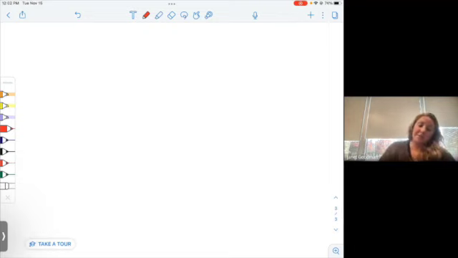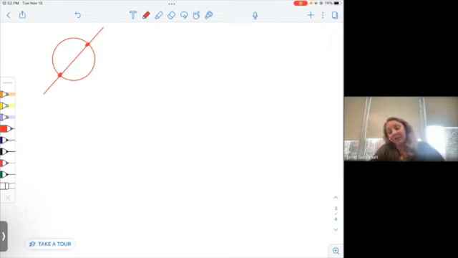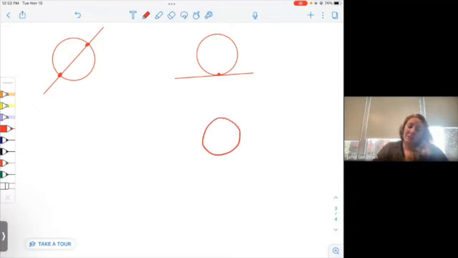Let's talk about the different possibilities for how a circle and a line can intersect. First option is my circle and my line intersect in 2 points. Option number 2, my circle and my line intersect at exactly 1 point. We call that a tangent line. Third possibility is that they never intersect.